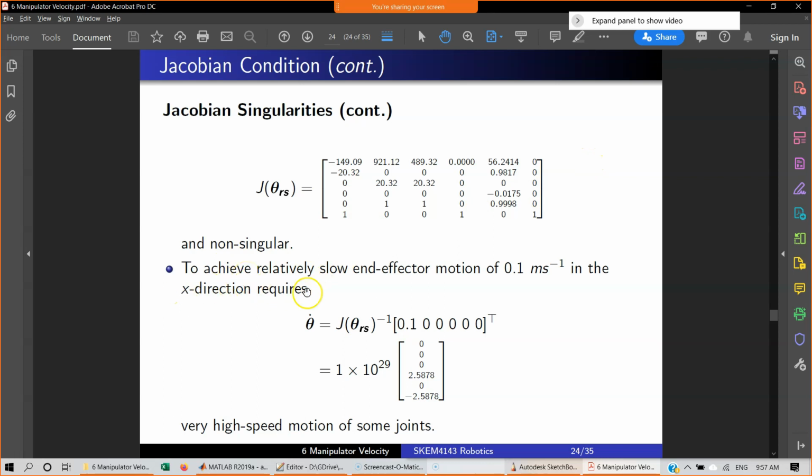And to achieve a relatively slow end effector motion of 0.1 meter per second, if I take the inverse of this and multiply with 0.1, 0, 0, 0, 0, 0, I have a very high speed motion of some joints. Okay, in order to have 0.1 meter per second in the x direction, my joints have to be very, very fast. See, 1 times 10 to the power of 29.